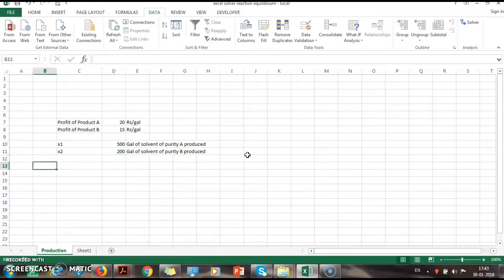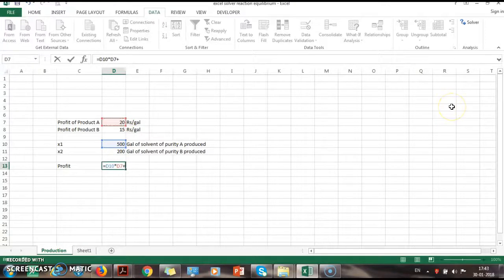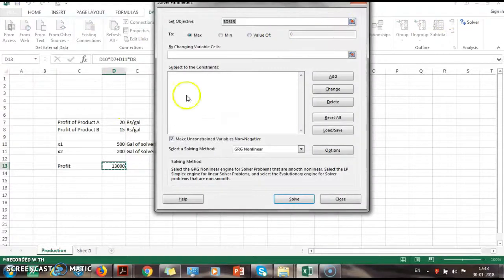Now we'll prepare our profit function. The profit function is nothing but the quantity of A produced multiplied by the profit from A, and the quantity of B produced multiplied by the profit of this. So this is our profit function. Now our job is to maximize this with all the required constraints. So we can go to Solver and make this a maximum value. The default radio button is maximum.